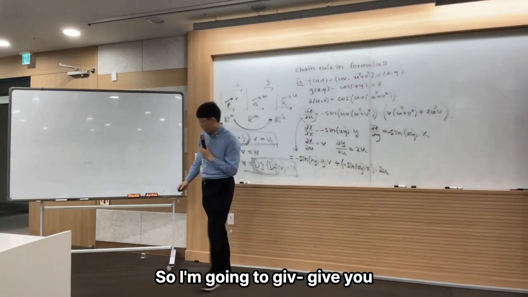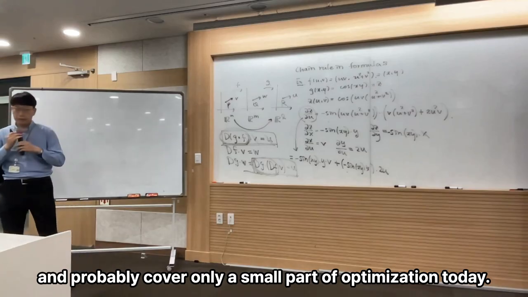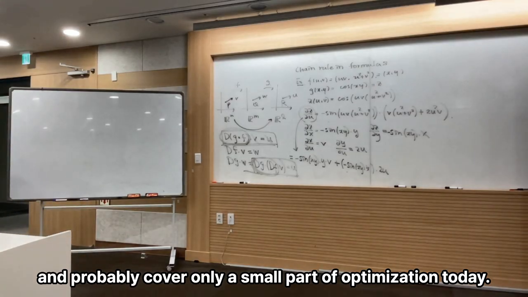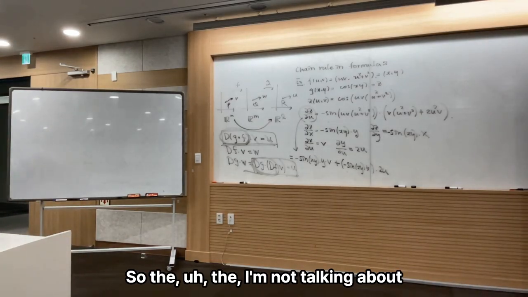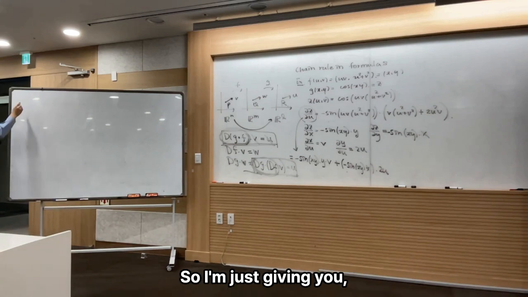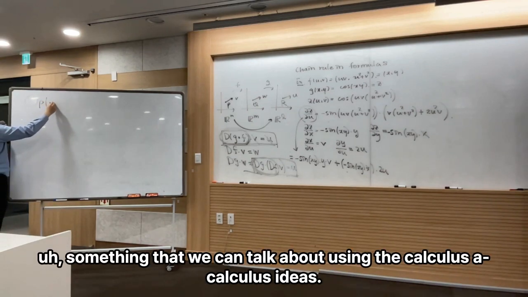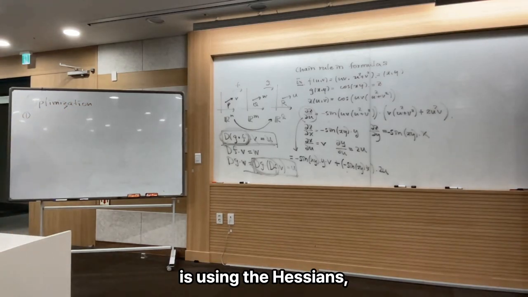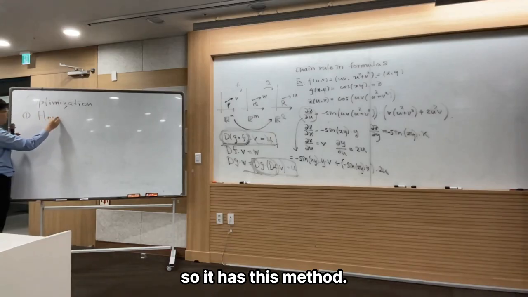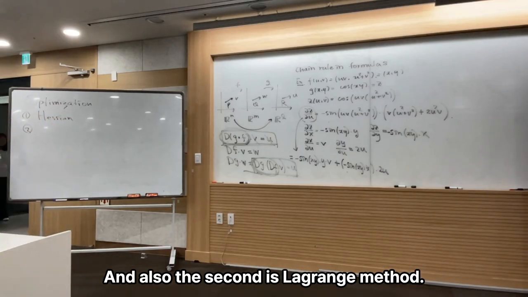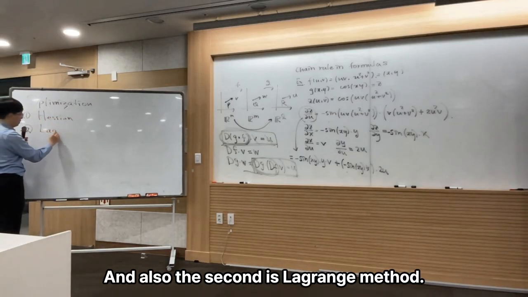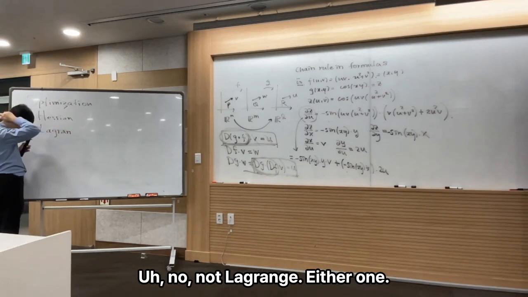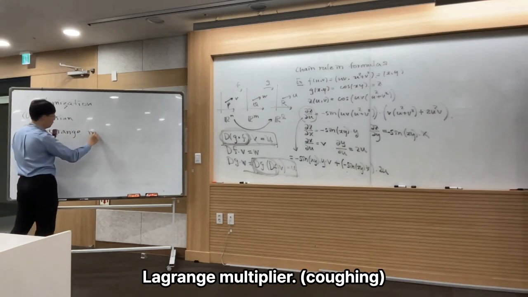Okay, so I'm going to give you an outline and probably cover only a small part of optimization today. I'm not talking about the entire optimization in the world. I'm just giving you something that we can talk about using the calculus idea. So the first optimization is using the Hessian, so it's Hessian's method. And also the second is the Lagrange multiplier.